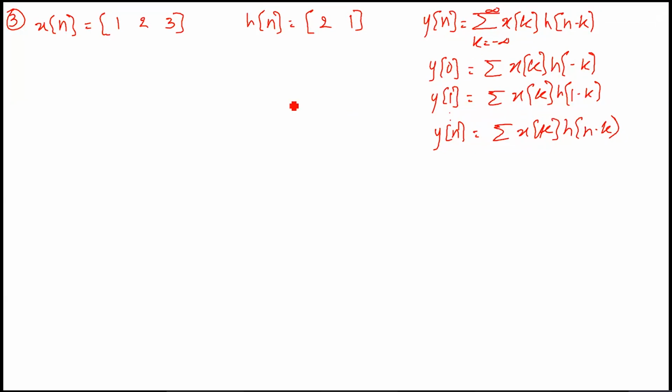So this is sort of the theory base for what we are going to do right now. So the product of x of k with h of minus k. Now what we can do is we can make a table. Let's make a table.